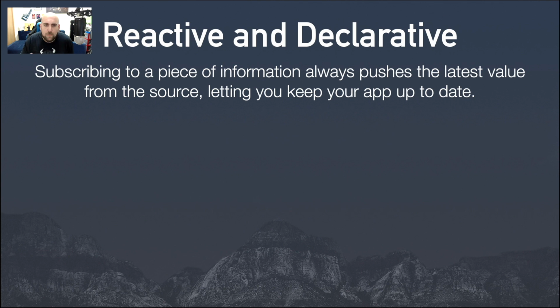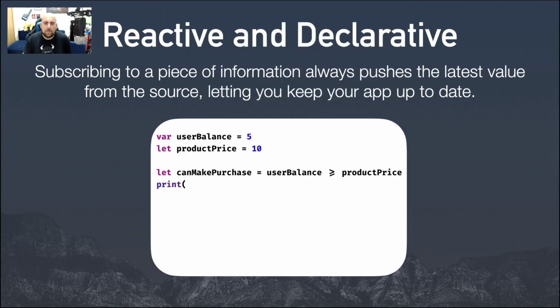So here are the two big buzzwords, reactive and declarative. When we subscribe to a piece of information, as I mentioned, you always get the latest value from that source, meaning reactive, right? That means that if I'm subscribed to a location service, I can be notified when the user has a location or what is their latest location, etc.